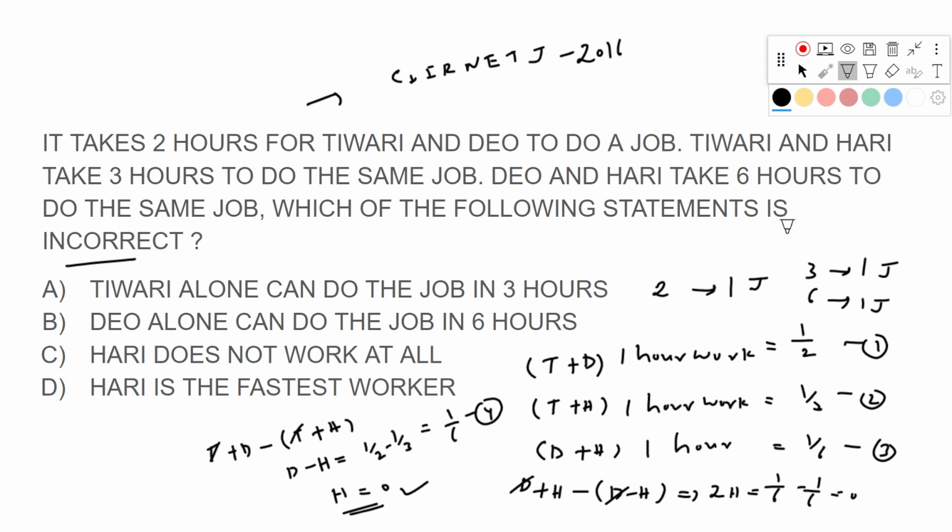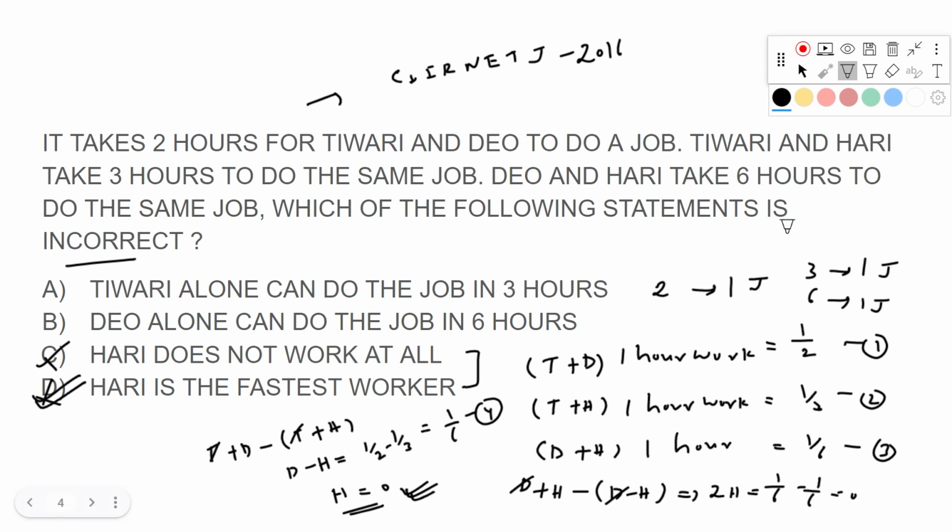That means Hari is the fastest worker. Hari does not work at all. Hari is the fastest worker. We have two options, right? So whenever this is 0, that means Hari is not doing any work. That means this is the correct option. They are asking for the incorrect one. So "Hari is the fastest worker" is the wrong option. So this is the answer.